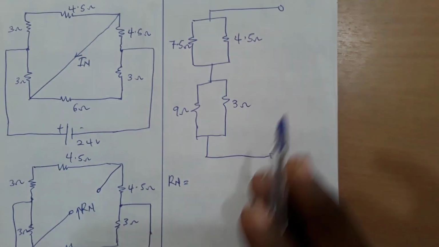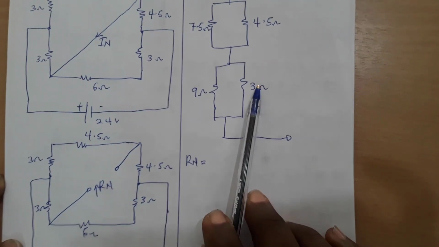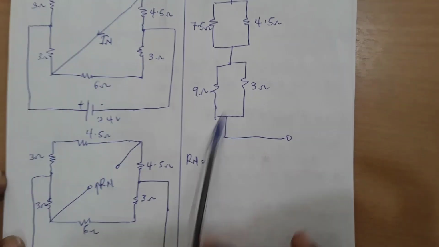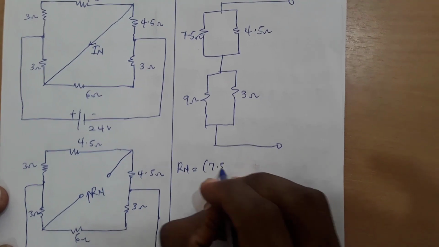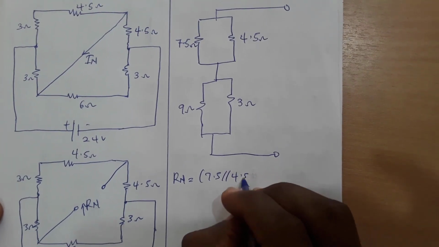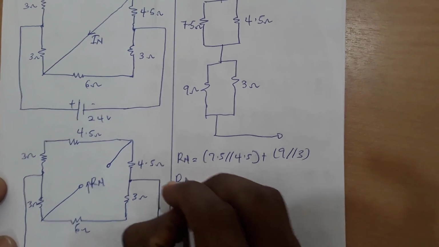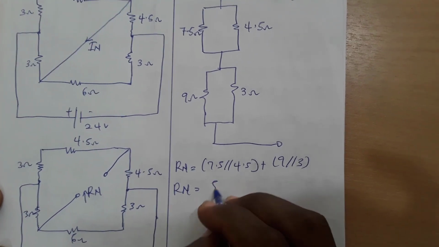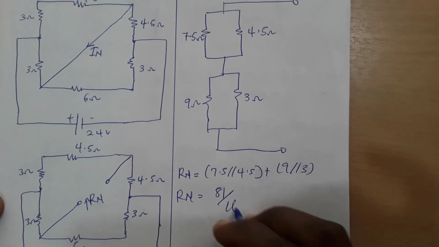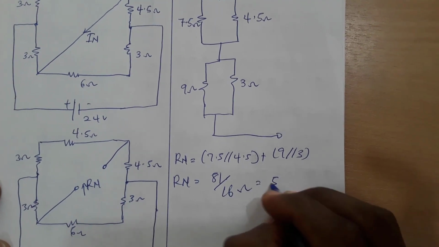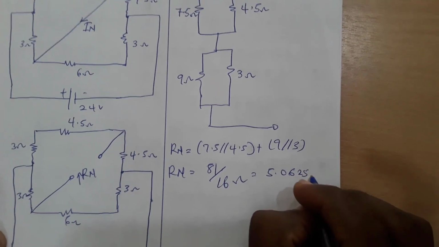So our Rn will be very simple. This and this will be in parallel, and this also and this will be in parallel, and they will all be in series. So it will be 7.5 parallel 4.5 plus 9 parallel 3. So the Rn will be 81 out of 16 ohm, which is 5.0625 ohm.